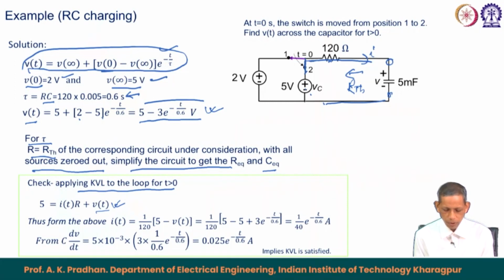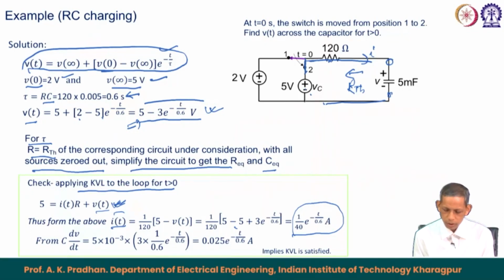Thus, from the above, if you find the corresponding I t, the resistance is 120. So, I t equals 5 minus V t over 120, substituting the value of V t that you have got here. Then we get I t equal to 1 by 40 e to the minus t upon 0.6 ampere. So, this is from I t, if you substitute the value from the KVL equation.